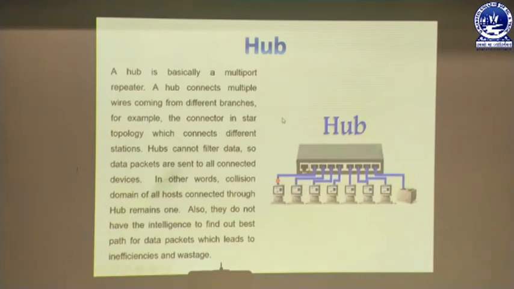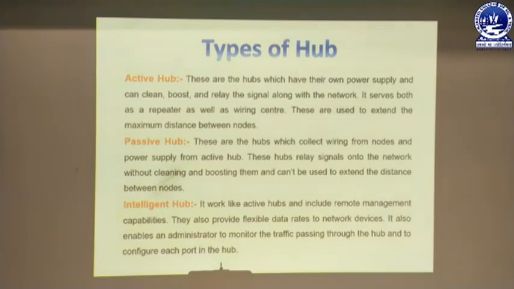Next we will be moving to the types of hub. So basically there are three types of hub. The first one is your active hub. These are the hubs which have their own power supply and can clean, boost and relay the signal along with the network. It serves both as a repeater as well as a wiring center. They are used to extend the maximum distance between the nodes.